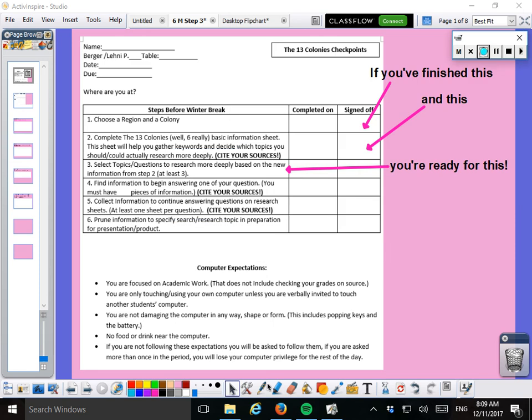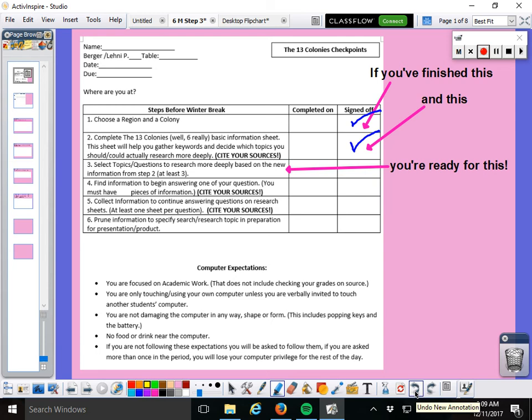If you are watching this video, this means that you have finished step number 1, choosing a region and colony, that you've completed step number 2, completing the 13 colonies basic information sheet, and now you are ready to move on to step number 3, to select topics and questions to research more deeply based on the new information that you actually have from step number 2.